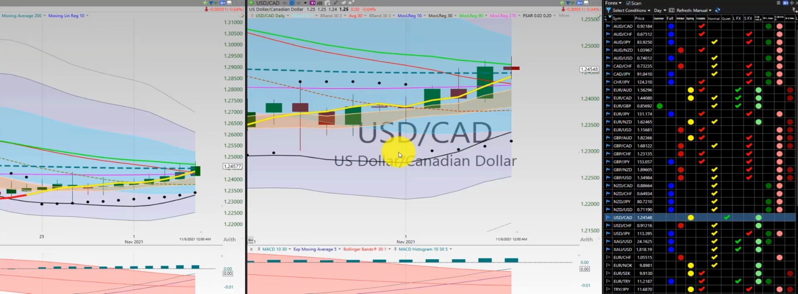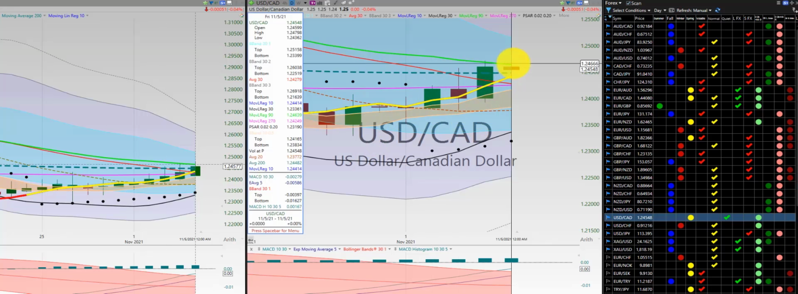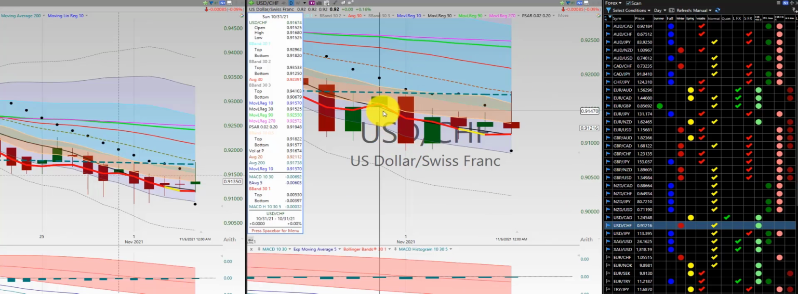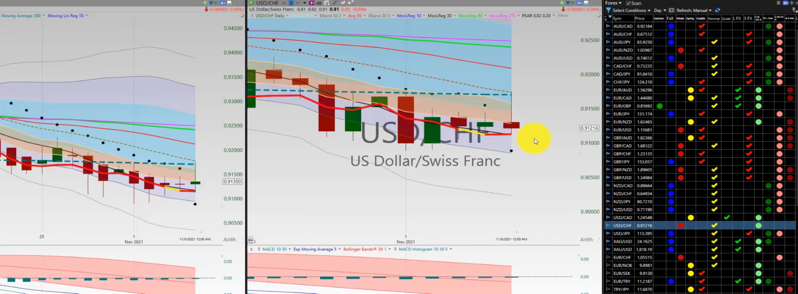US dollar, Canadian dollar. All green for the week, so nothing but longs. Initial trade here, out for a 1-2. Initial trade here, out for a small loss. US dollar, Swiss franc. Initial trade here, out for a loss. Initial trade here, out for a loss. No further trade the rest of the week.